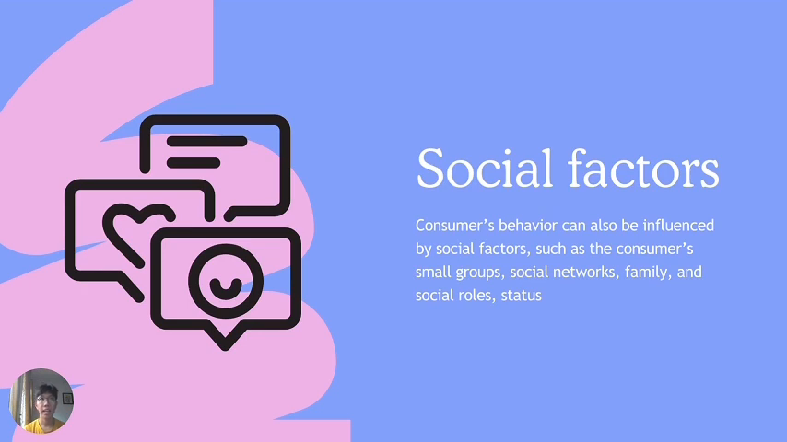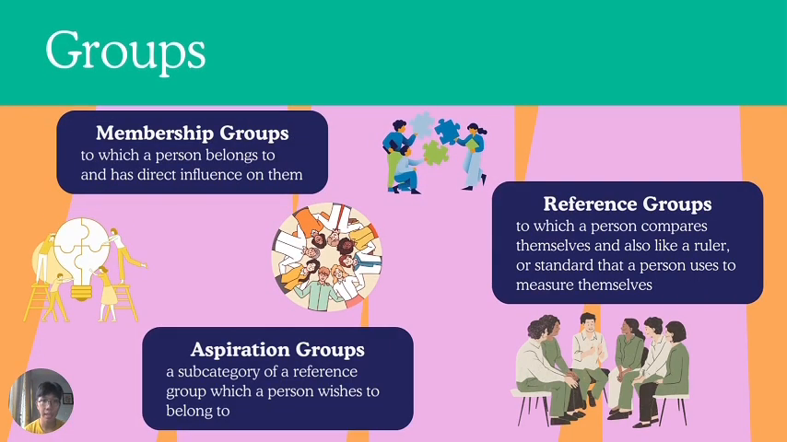Okay, so consumer behavior can also be influenced by social factors such as consumer groups, social networks, family, and their roles or status. First of all is groups. There are three types. Membership groups are groups to which a person belongs and which have a direct influence on them, for example society, club, or team.